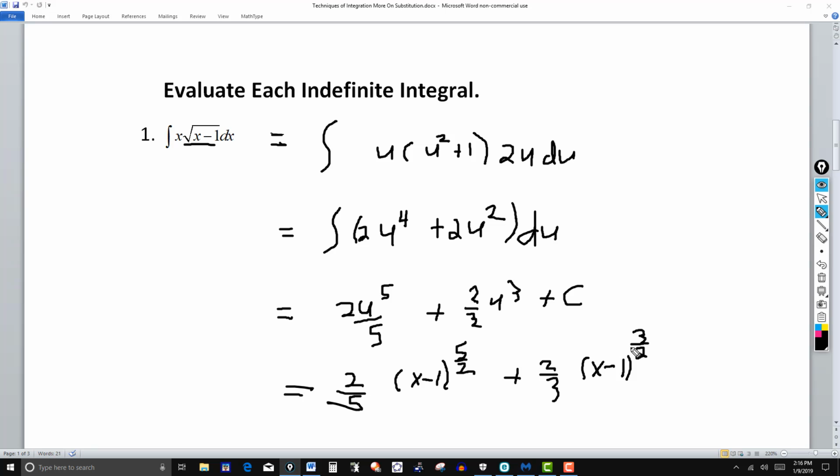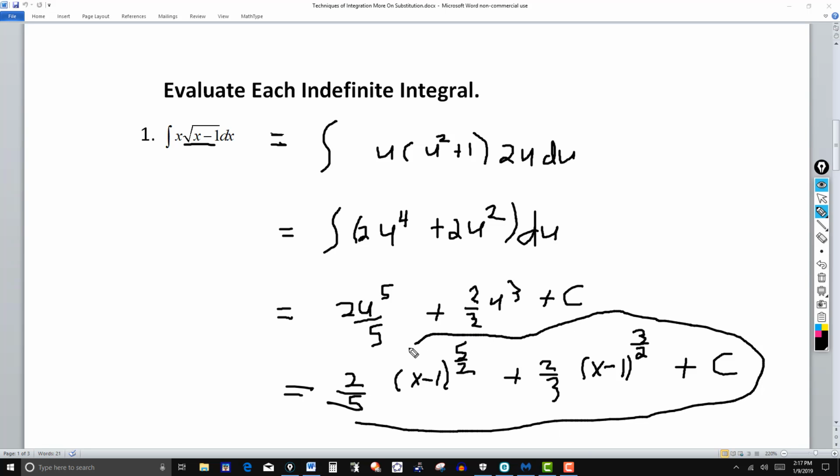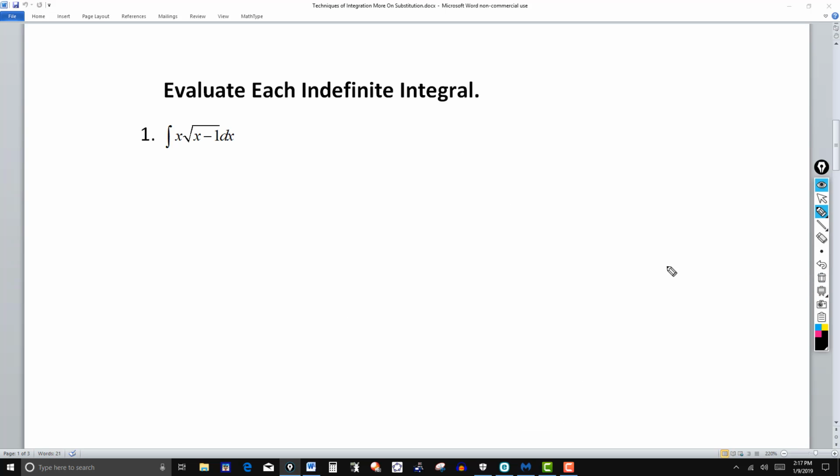Okay, so we have 2/5 (x minus 1) to the 5/2 plus 2/3 (x minus 1) to the 3/2, and then you have your constant of integration. Okay, and this is your answer. And of course you can do some simplifications. Okay, I've seen in some examples they might factor out a factor of (x minus 1) to the 3/2 and simplify that. So always double check yourself. Clear this. Look at the next one.